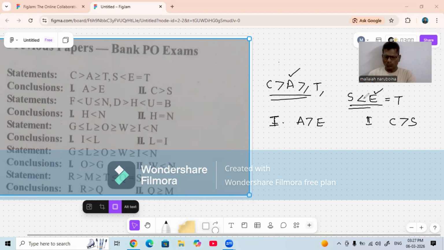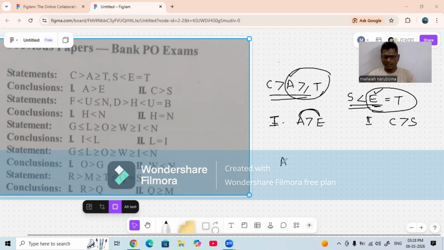In these two groups of statements, choose one common letter. The common letter is T. So we need A, T, E. We have to establish a relation between A and E. A is here, E is here. Choose one common letter, that is T. So from this AT and this ET, we can form one relation.